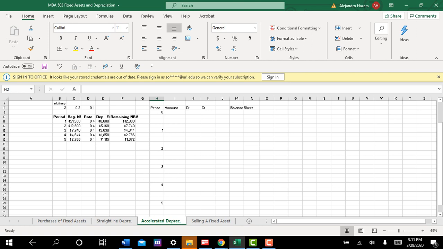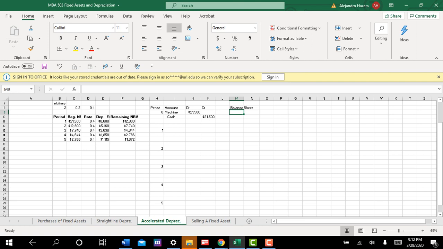Okay, so first, like as we did in straight line, we have to buy the asset. So we're going to debit machine and credit cash. Okay, and we know that you always have to debit the machine for its original cost, which was $21,500 throughout these examples.